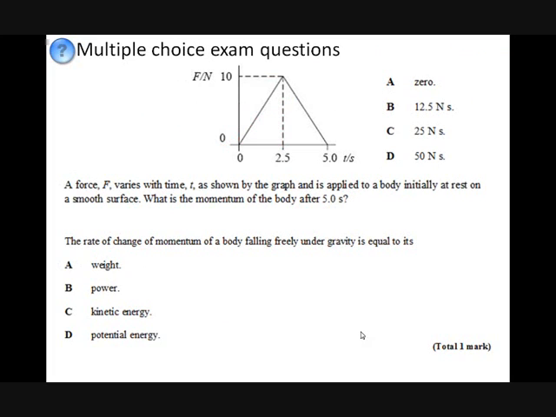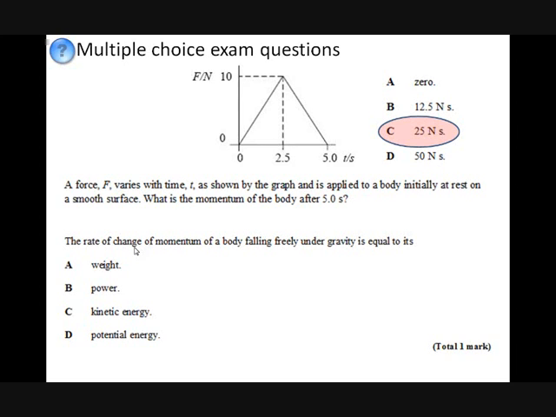Finally, a couple of multiple choice exam questions just to finish us off. Here we've got a classic question on using a force time graph. A force varies with time t as shown by the graph and is applied to a body initially at rest on a smooth surface. What is the momentum of the body after 5 seconds? So we know that the change in momentum is equal to force times time. I just need to do an area under this graph. If I do the formula for a triangle, base times height, and then halve that. So I've 5 times 10 is 50, and I'm going to halve it to hopefully give me an answer of 25 newton seconds.